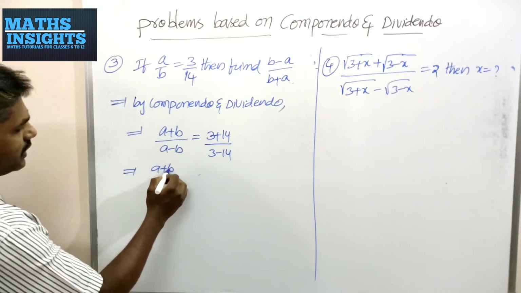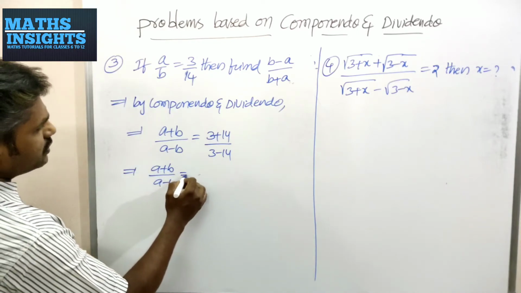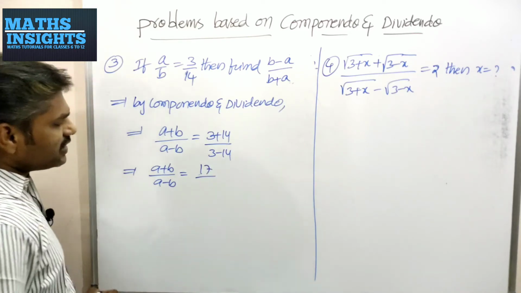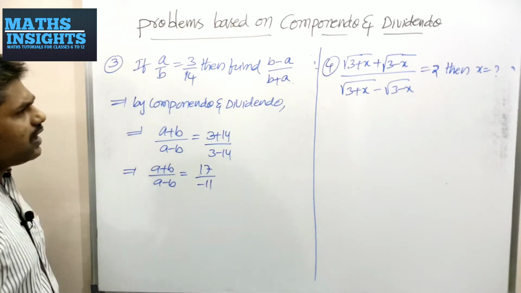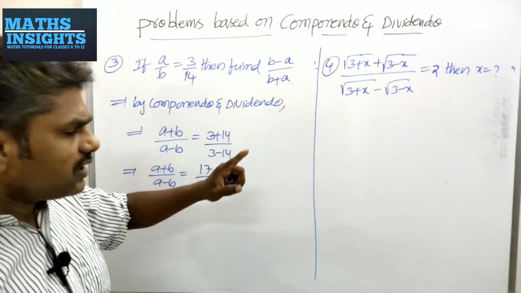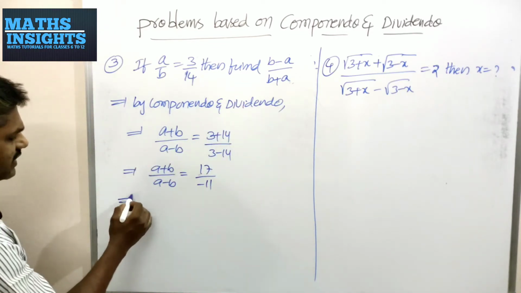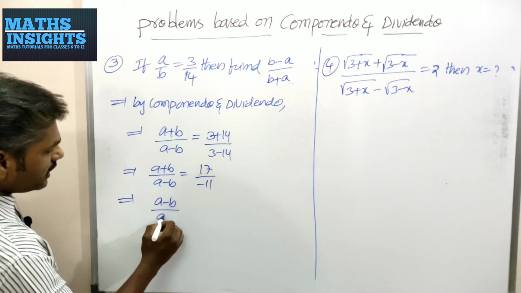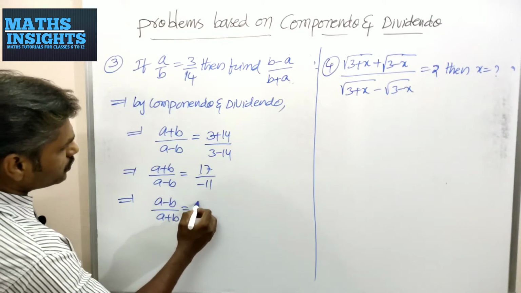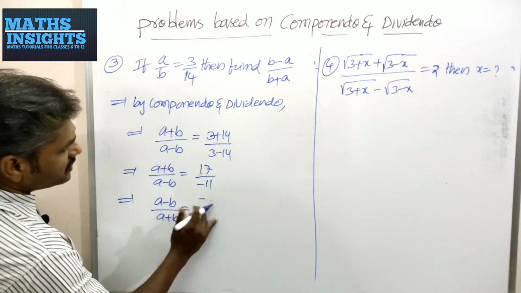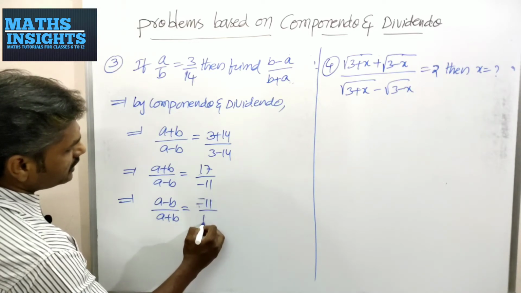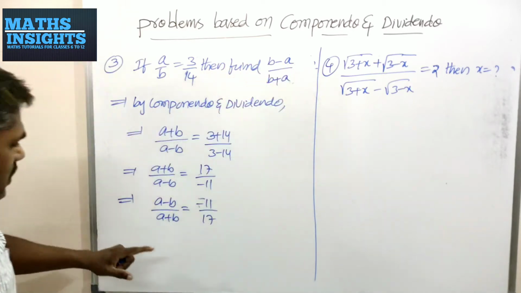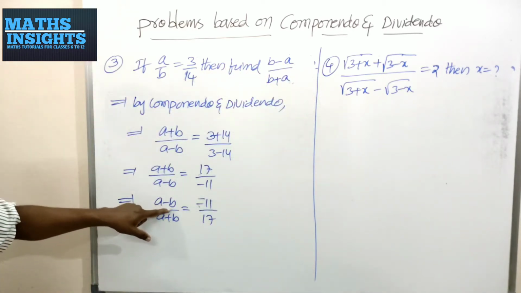A plus B by A minus B is equals to 3 plus 14 is 17 and 3 minus 14 is minus 11. Are they asking this? You have to find the reverse ratio of this, therefore A minus B by A plus B is equals to, instead of 17 you have to write minus 11 by 17. Whatever you want, B minus A you want, I am writing A minus B first.